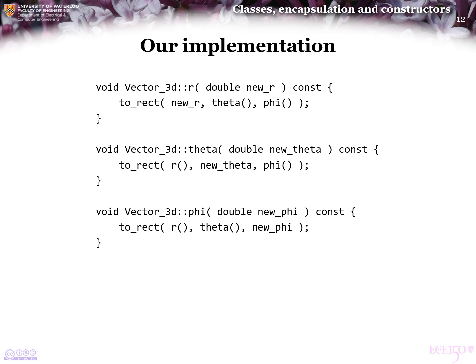Thus, we can implement the functions that update the spherical coordinates by simply retrieving the current spherical coordinates for the other two and replacing the new one and converting those three to rectangular coordinates, which will update x, y, and z appropriately.